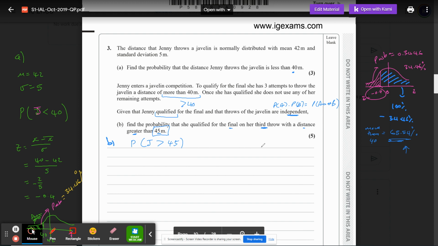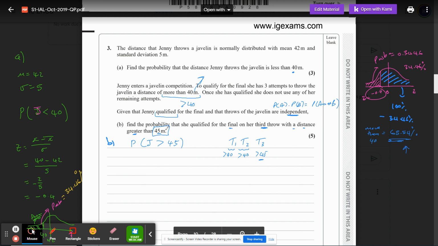So the next question is, what are the first two throws going to be? We've got throw 1 and throw 2. What would each of these probabilities be? We know that this one here is going to be greater than 45. In order to qualify, she has to have more than 40 meters, right? So we can assume that she gets more than 40 on the first two throws and then gets more than 45 on the third throw.